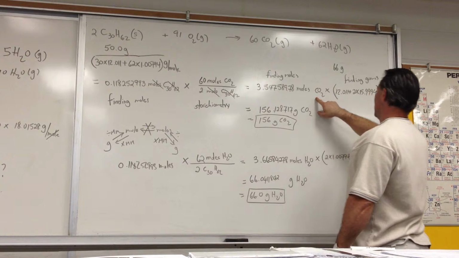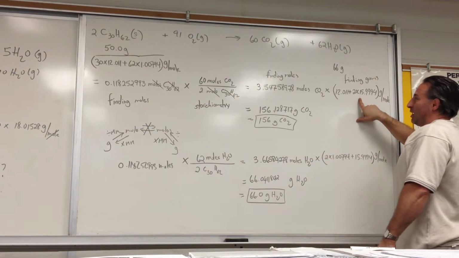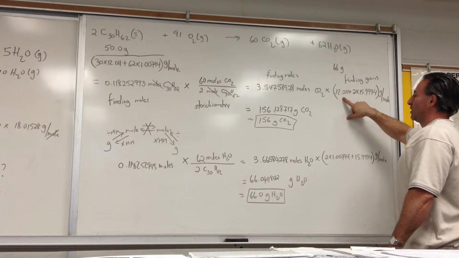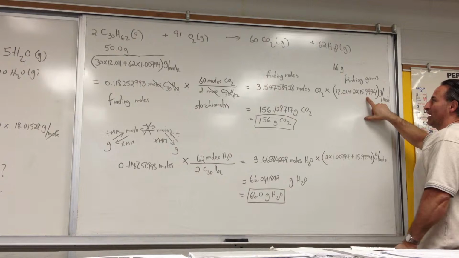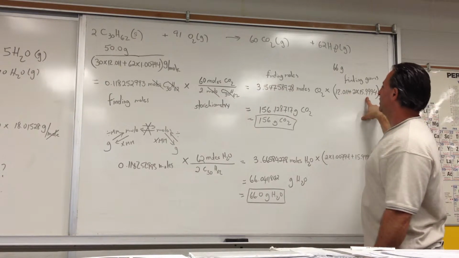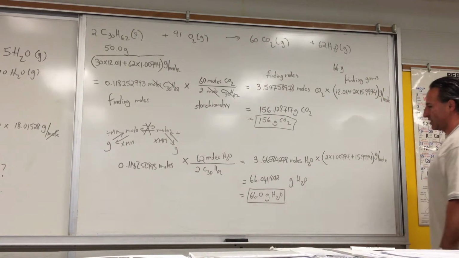of CO2 being produced. Then we're going to find the grams of CO2 produced by multiplying by the molar mass of carbon dioxide. 12.011 grams per mole for carbon, 2 times 15.394 for the molar mass of oxygen. Multiply this by 3.5, we'll get that there's 156 grams of carbon dioxide produced.